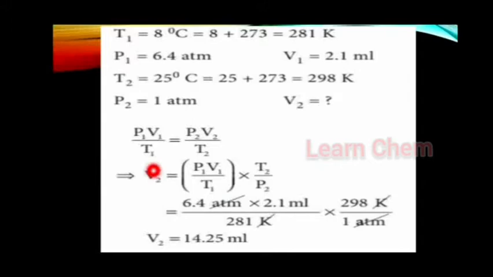So V2 is equal to P1 V1 by T1 into T2 by P2. If we substitute the values, 6.4 into 2.1 by 281 multiplied by 298 by 1, the final volume V2 is 14.25 ml.